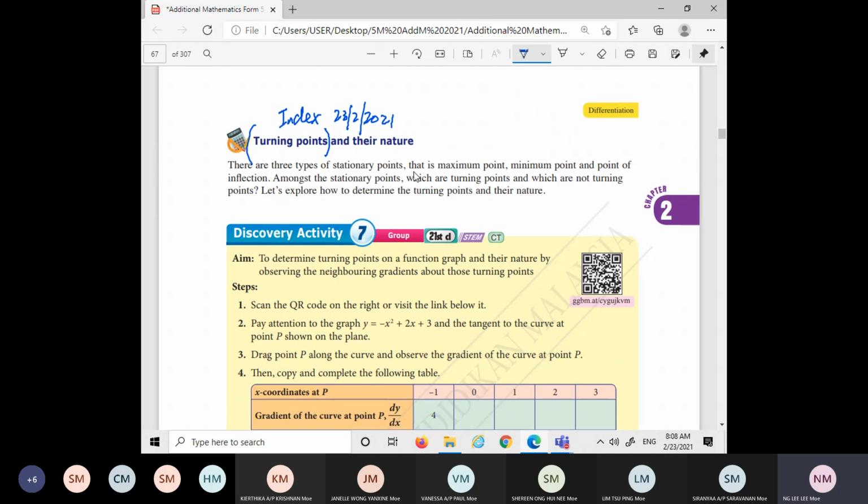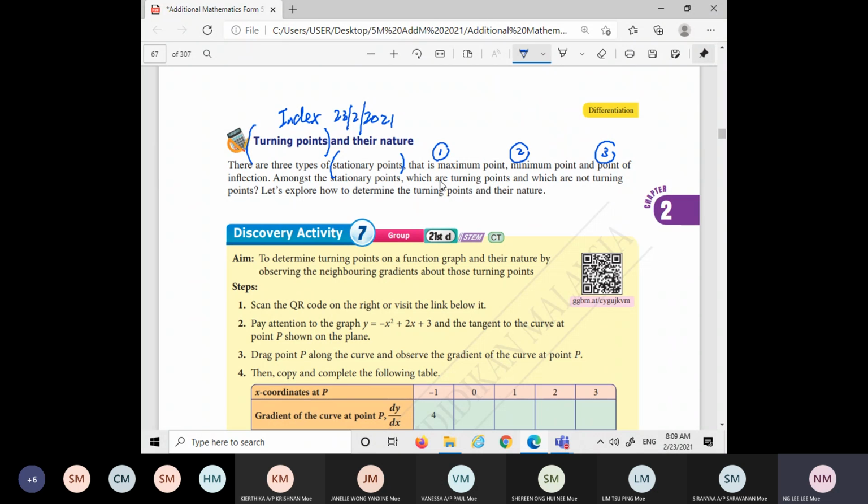Okay, there are three types of stationary point. This is the first type, maximum point, minimum point, and point of inflection. You can write this in your exercise book as notes. Among the stationary points, there are those which are turning points and those which are not turning points.